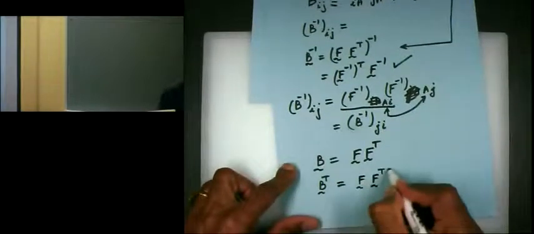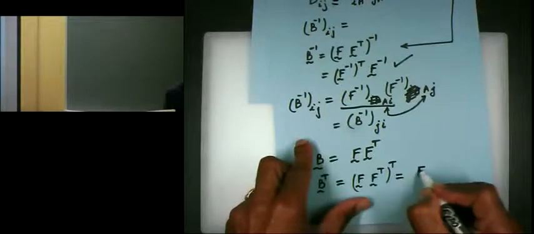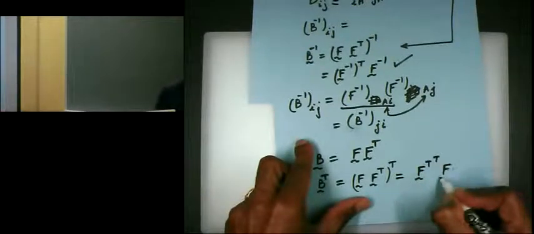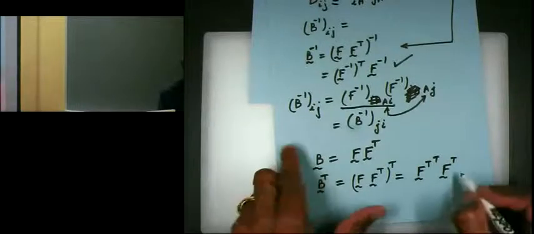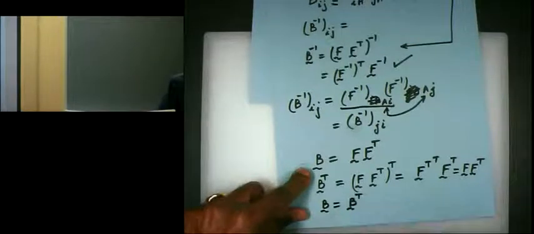transpose, and if you take the transpose, then you get F transpose, F transpose. And what is the transpose of transpose? Original matrix back. So that is F transpose. So what does that tell us? That B is equal to B transpose. Symmetric. So B is symmetric.